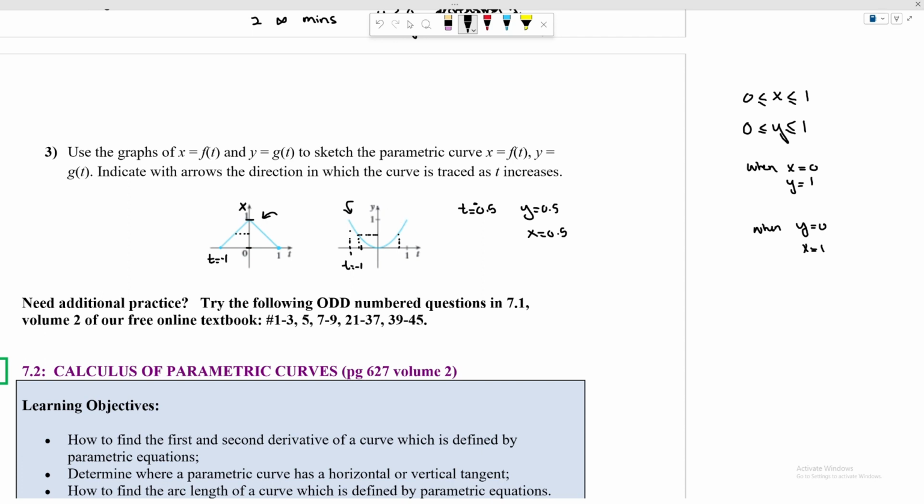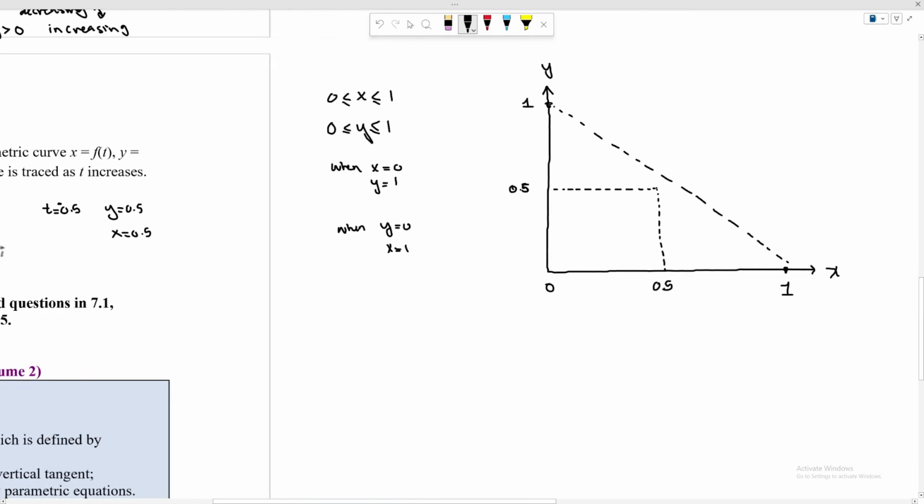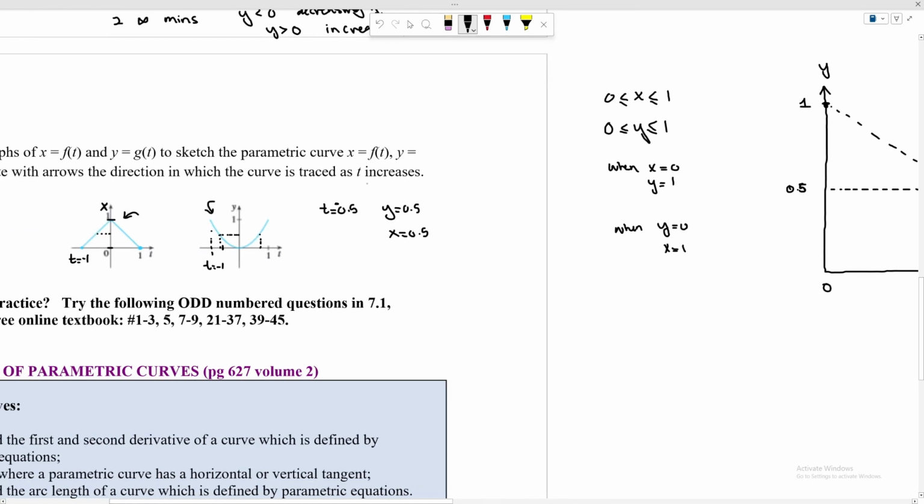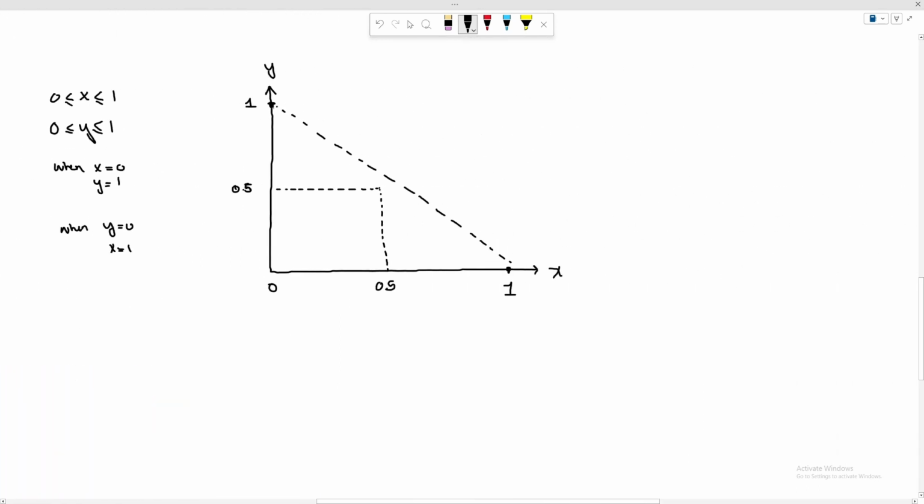So we know that y starts at 1, right? We know y starts at 1, and it decreases as x is decreasing. And we can implement it. We can say it's somewhat like a straight line. It just has a little bit of curve to it, something like this.